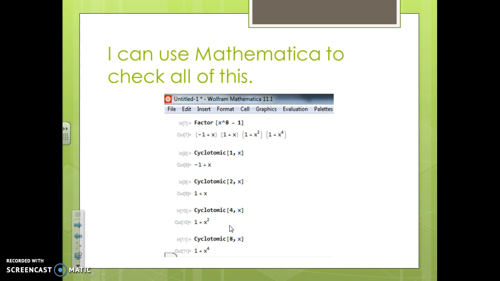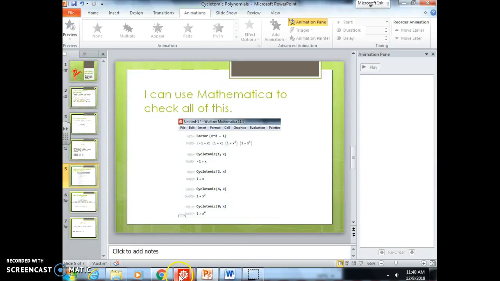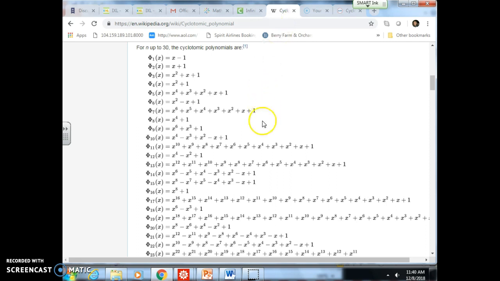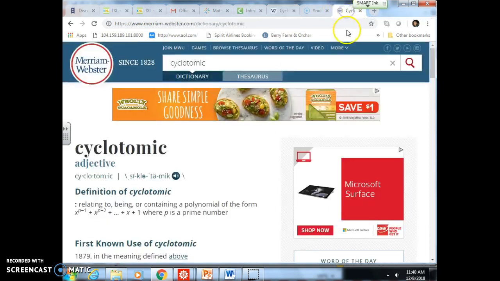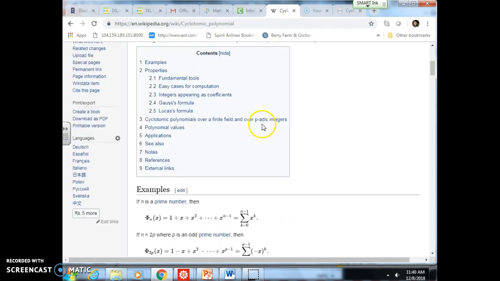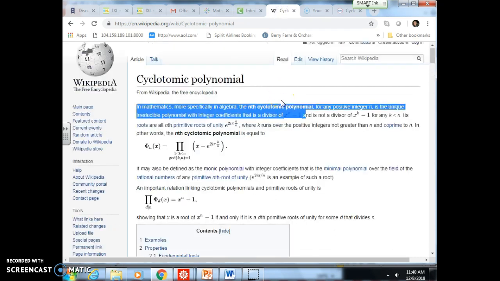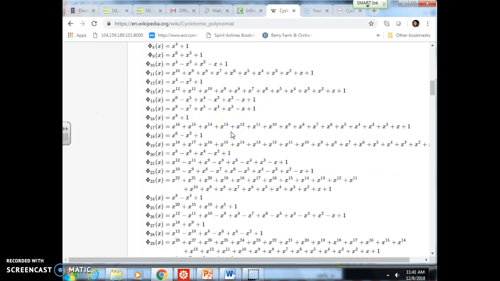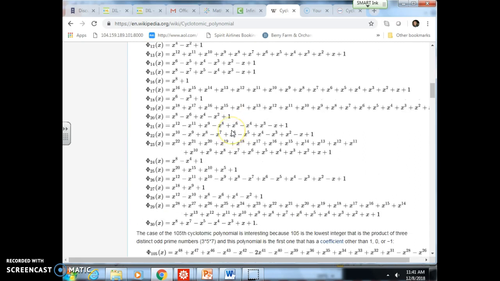I did also learn, I think it's important to use the resources that are available to us. That's probably how most of us survive the course. If we go over, you can see I had to learn how to even pronounce it correctly, and I might not be doing it right. This was right in that Wikipedia site. It lists up to 30 all the cyclotomic polynomials going on down there. So if I wanted to check that way, I could.